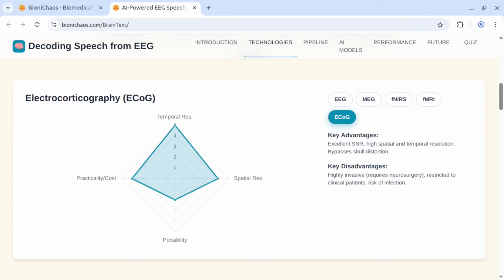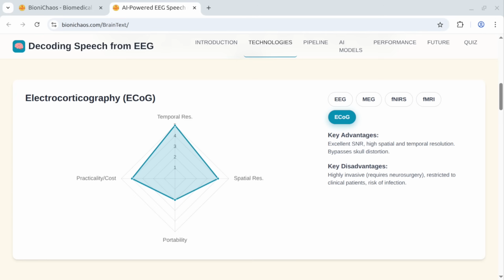Now let's compare the numbers for MEG and ECoG. This model's driving me nuts. MEG, temporal resolution is 5 and spatial resolution is 4. For ECoG, temporal resolution is 5 and spatial resolution is 4. Yes, it appears that both MEG and ECoG have the same values for temporal and spatial resolution on this chart.